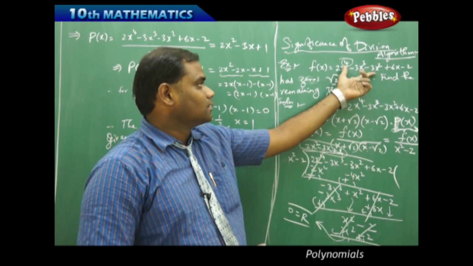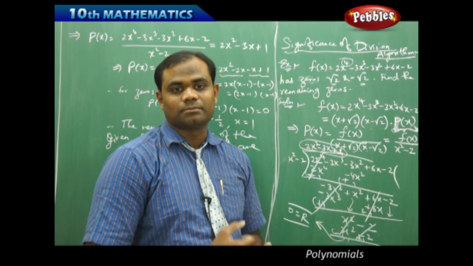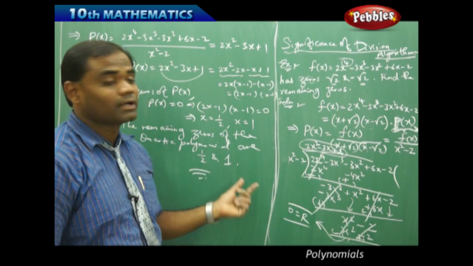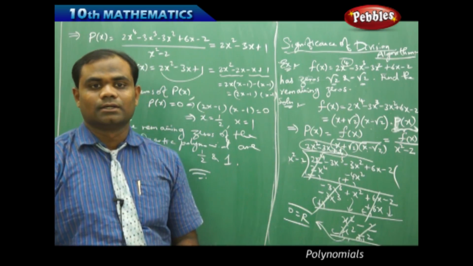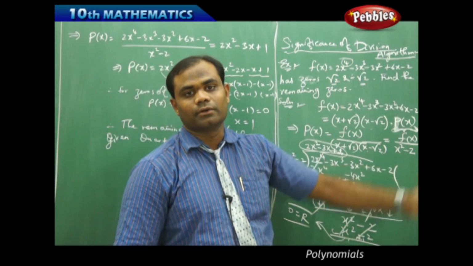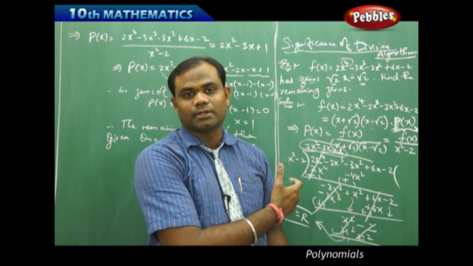Therefore, this graph cuts the x-axis 4 times, with each of its values being root 2, minus root 2, half and 1, which is how we understand the zeros as connected with the division algorithm. For example, in the case of this.